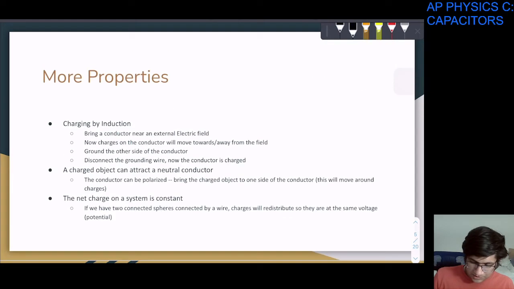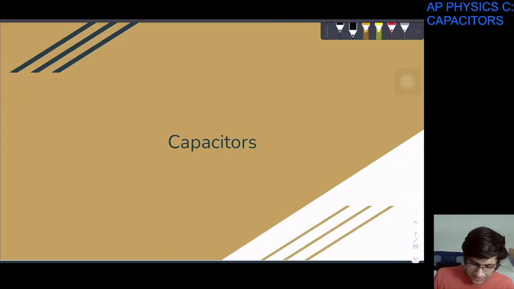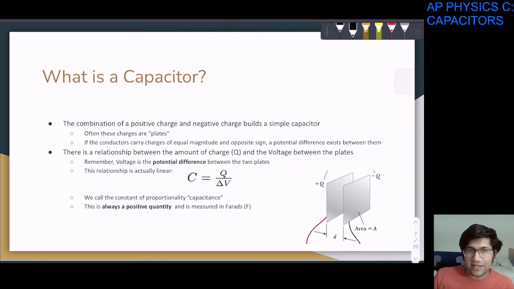Okay, so we've talked about conductors. Now we're going to look at capacitors. So what is a capacitor? It's literally the combination of a positive charge and a negative charge, and that's a simple capacitor. And usually, if you look at chips, if you look at other electronic devices, you often see a parallel plate capacitor. So instead of being charged, it'll be a plate that's filled with charges. So you have one plate that's positive charges and one plate that's negative charges.